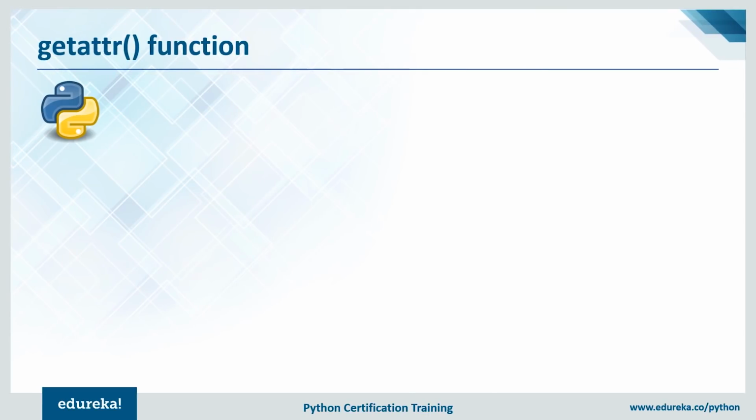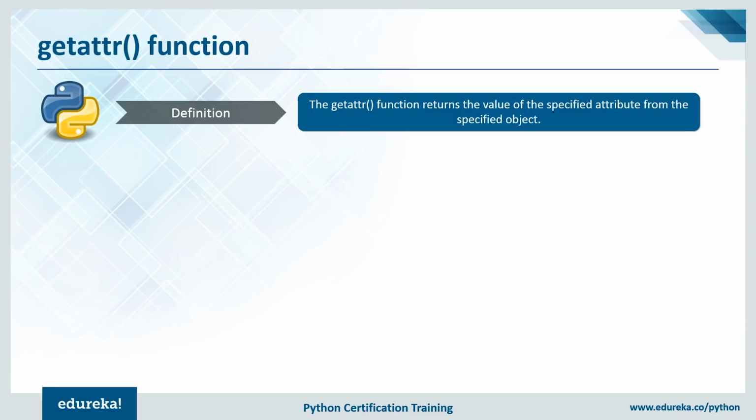Guys, the next function is actually getattr, short for get attributes. Again, a keyword. So what does this function do? Guys, the getattr function returns the value of the specified attribute from a specified object.